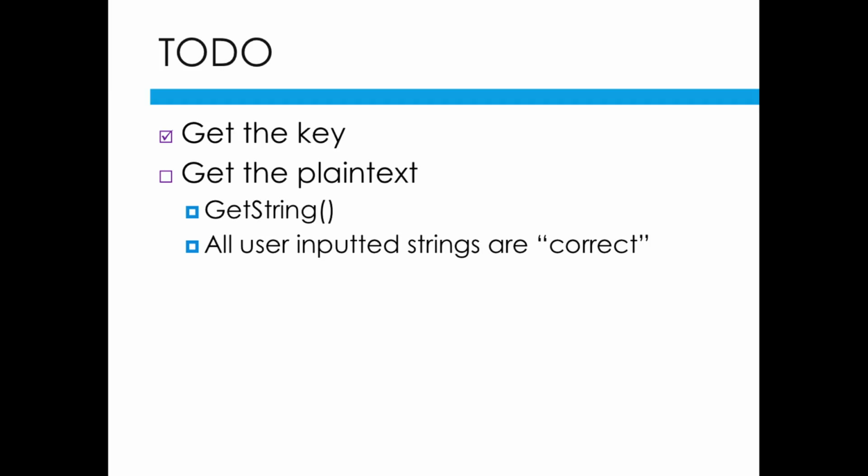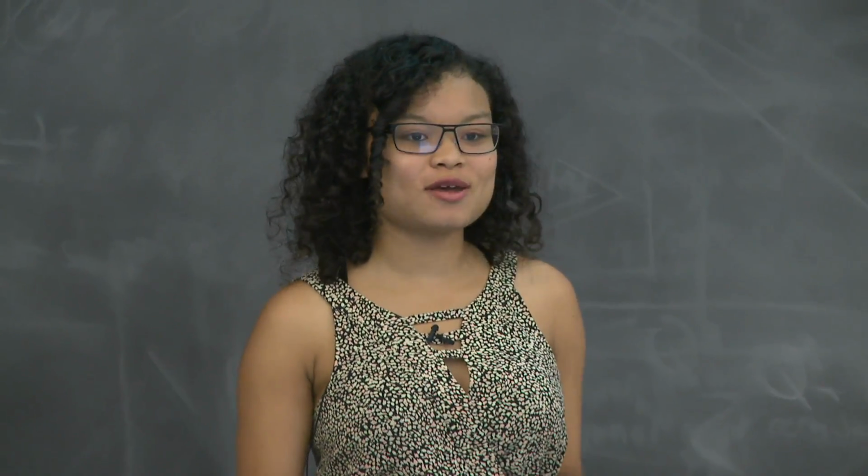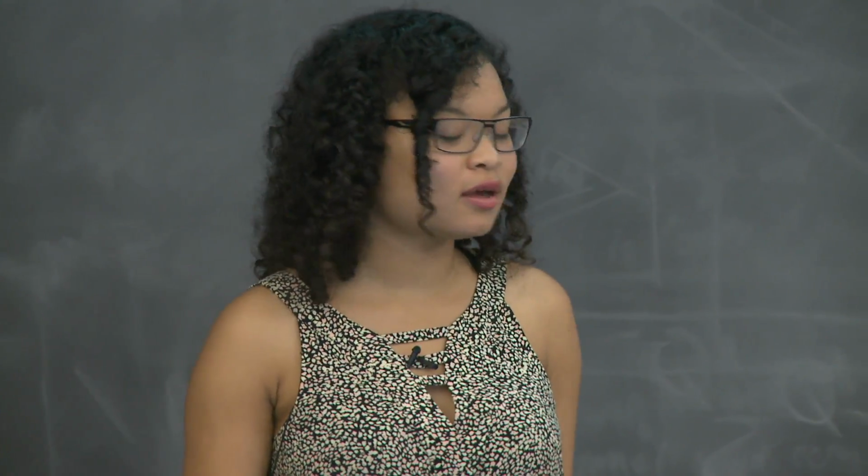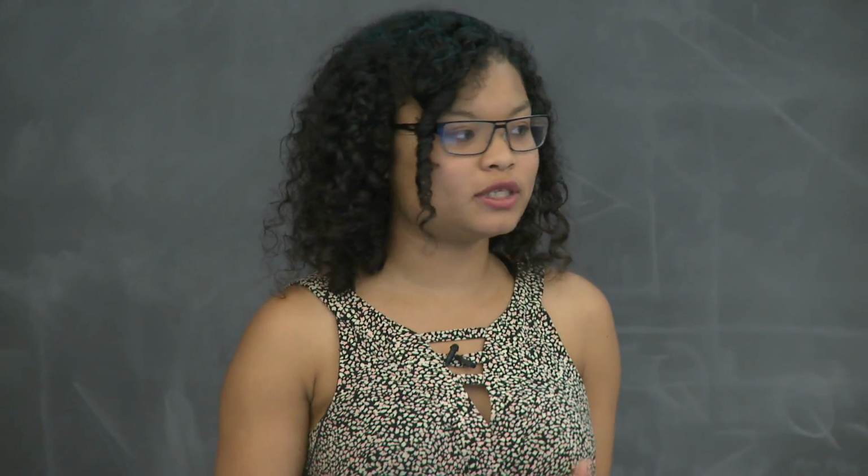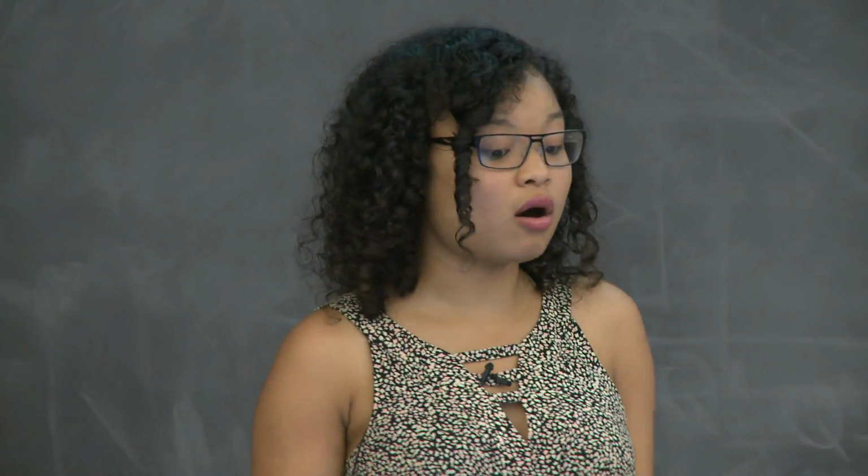Okay, so we've got the key, and now it comes to getting the plain text. That actually is going to be user input, where you prompt. Usually we dealt with getInt and getFloat, and in the same vein, we're going to be dealing with getString. But in this case, we don't need any do-while loops or while loops to check. getString will definitely give us a string, and we're going to encrypt whatever the user gives us, so you can assume that all of these user inputted strings are correct.